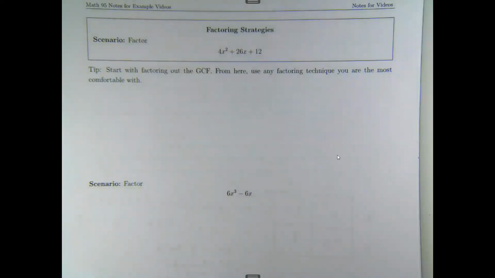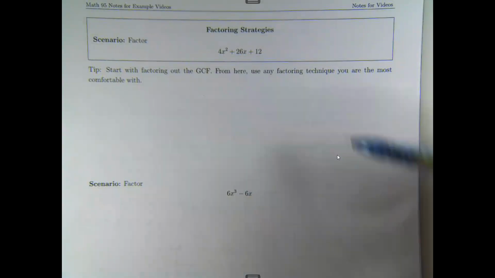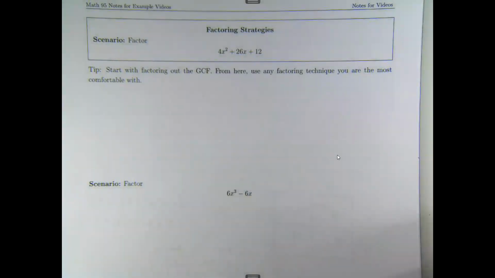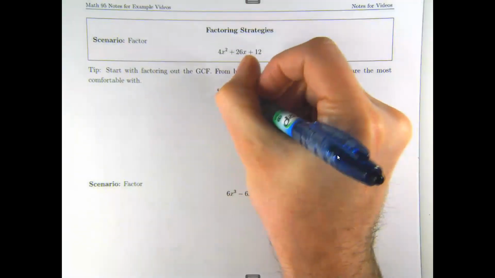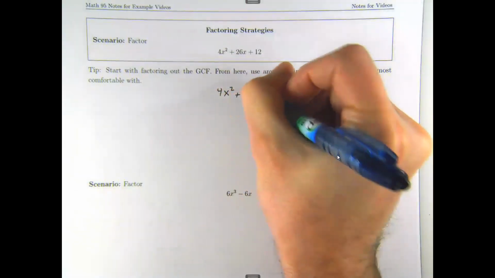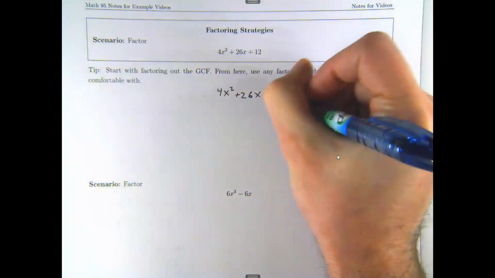Let's take a look at some factoring strategies. This is really just going to be going through the AC method, greatest common factor method, and any other techniques that you would like. So here I've got 4x squared plus 26x plus 12.